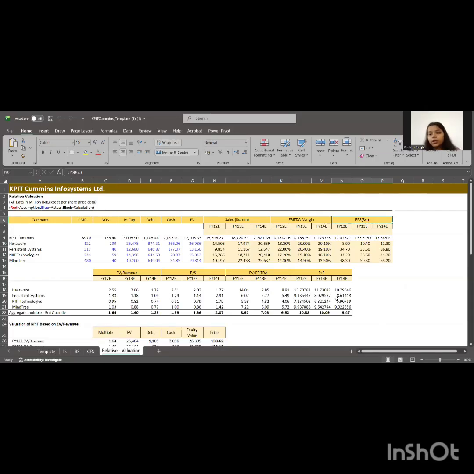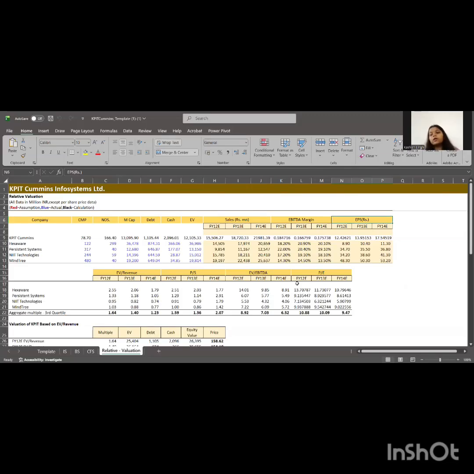Next is peer comparison and average multiples. After calculating the ratios for KPIT, we typically do the same for peer companies. For example, we might calculate P/E, P/B, and EV/EBITDA for the data collected. Then we take the industry average or median multiple from the peers. Once we have that, we can estimate the fair value by applying the average multiple to KPIT.